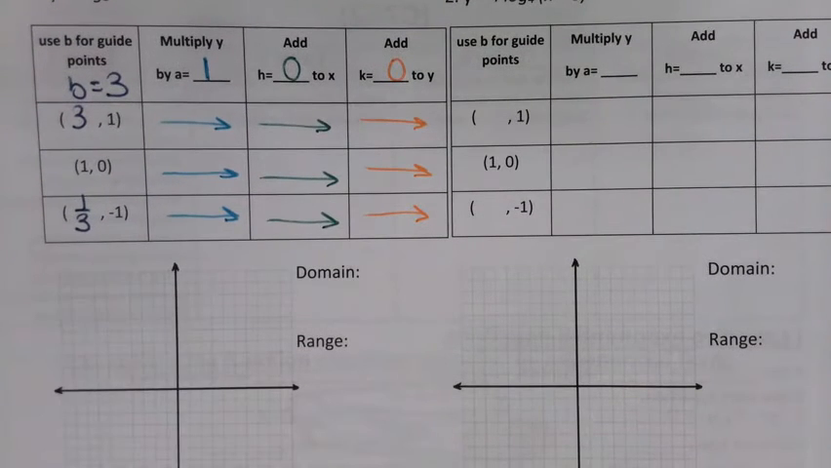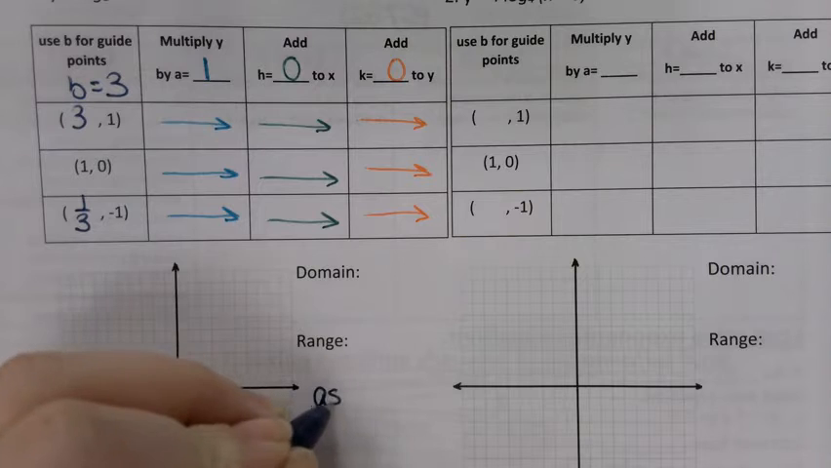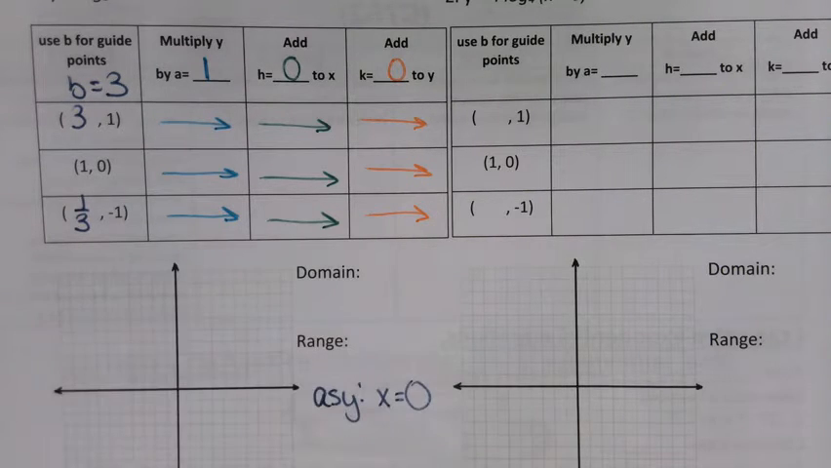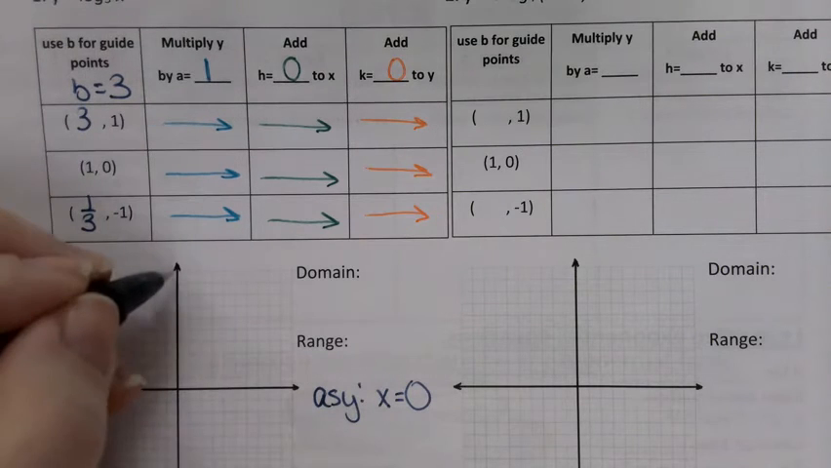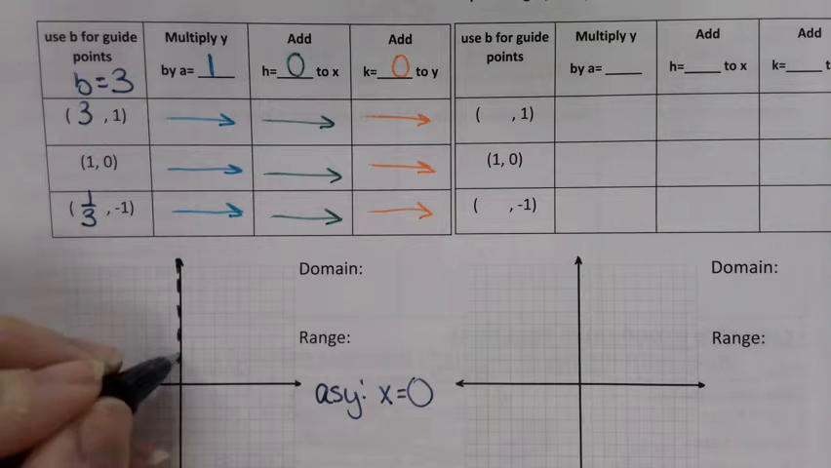Label our asymptote. Remember that is at x equals our h value, and we'll graph it. So here's our vertical asymptote at x equals 0.